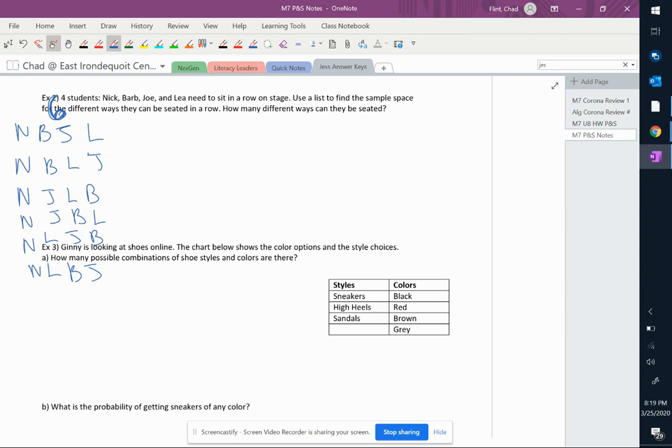Which means that if I were to look at them starting with Barb, there would also probably be 6, and I could do that same thing. 6 more for Joe, and potentially 6 more for Leah. And if I were to add all those together or list all those out, 6 times 1, 2, 3, 4 would be 24.